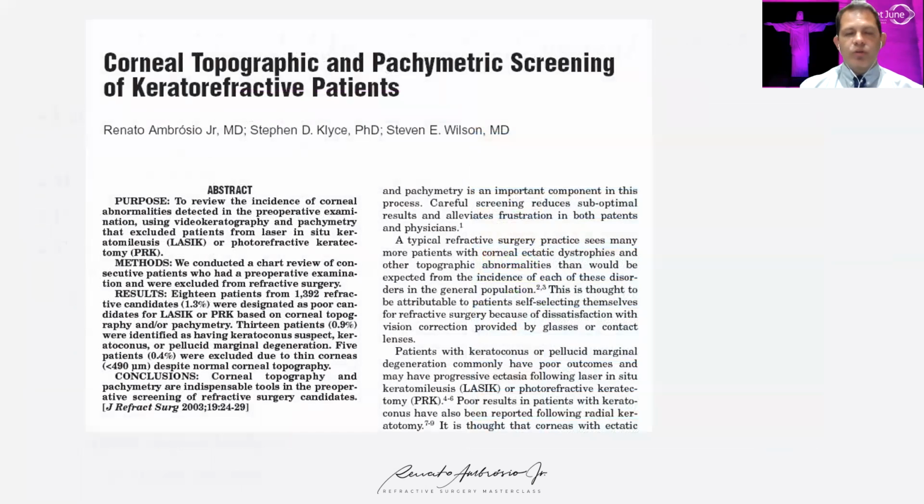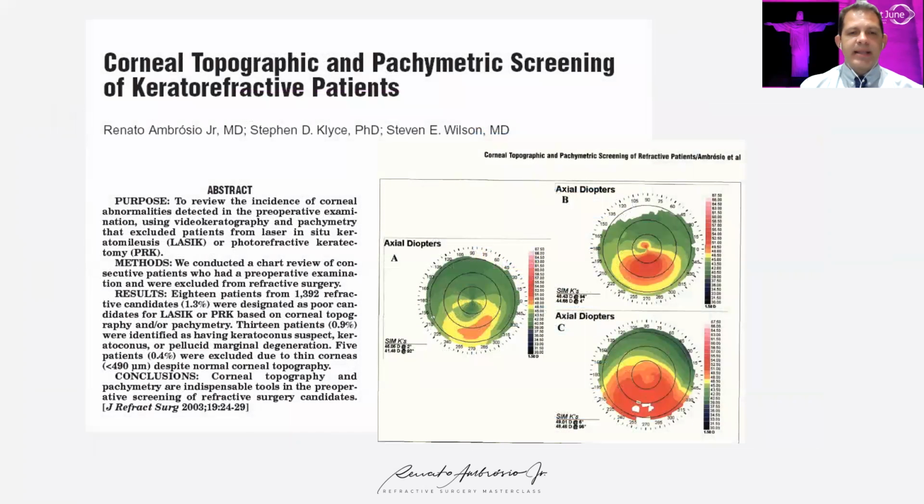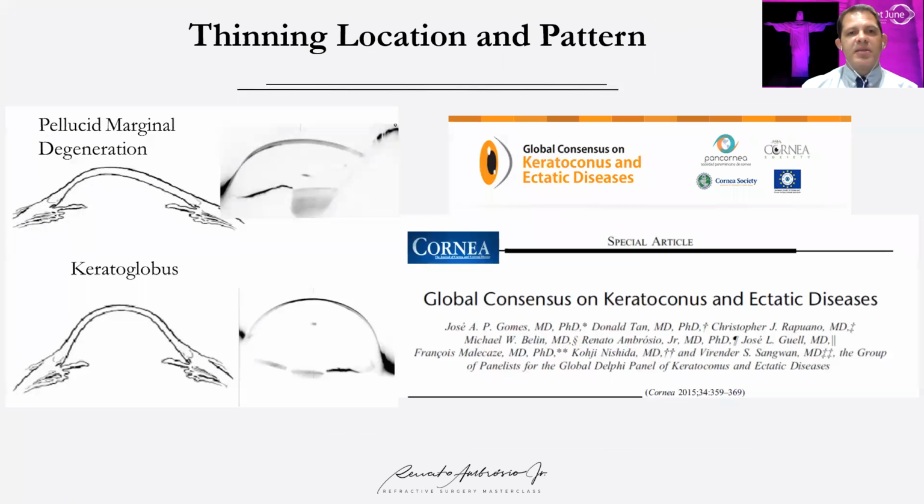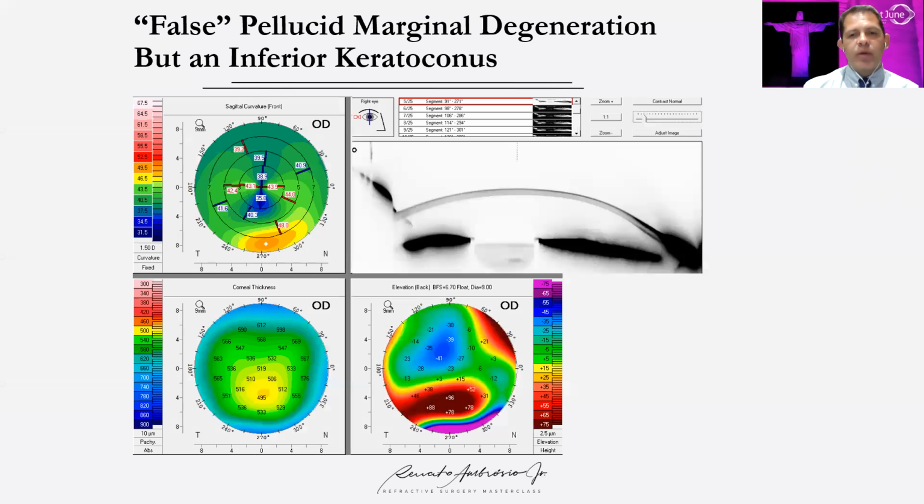We know that corneal topography enables us to detect ectasia, subclinical keratoconus, prior to the development of slit lamp signs and loss of distance corrected vision. Interestingly, ectasia is defined as a thinning disease, and the pattern and location of the thinning will be important for us to distinguish between a true pellucid, a keratoglobus, and an inferior keratoconus or a more global keratoconus.